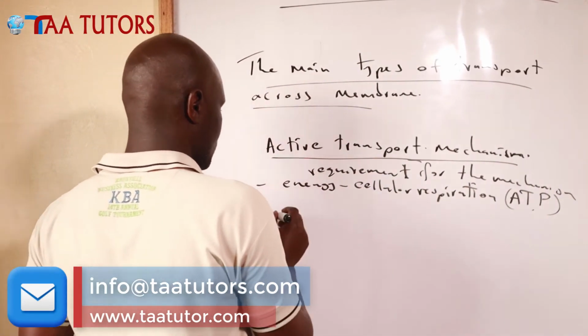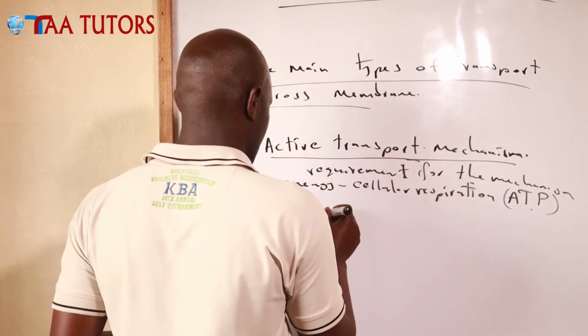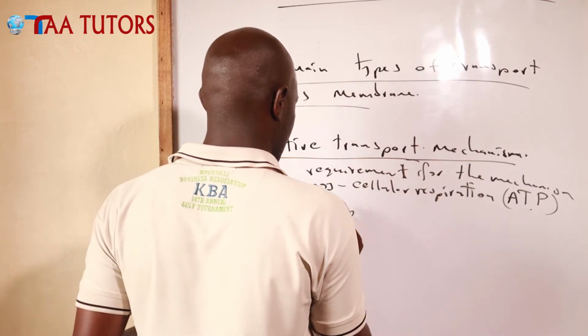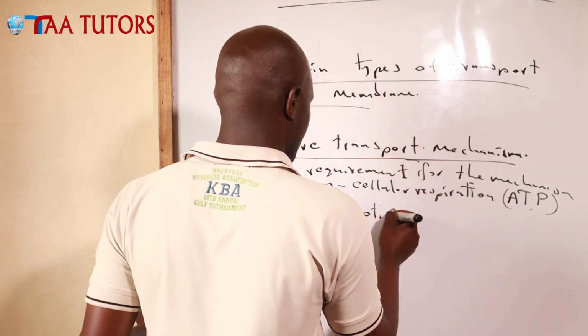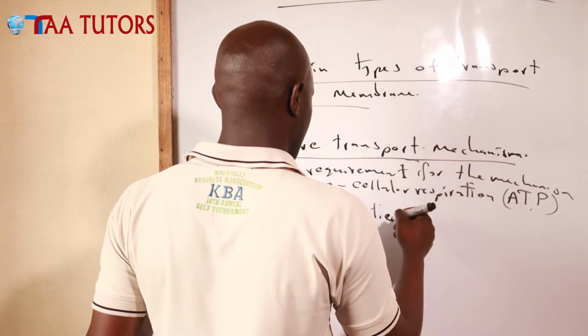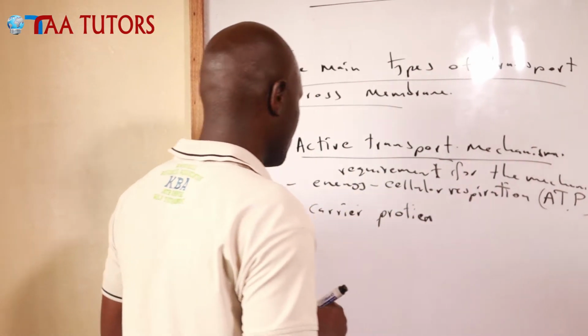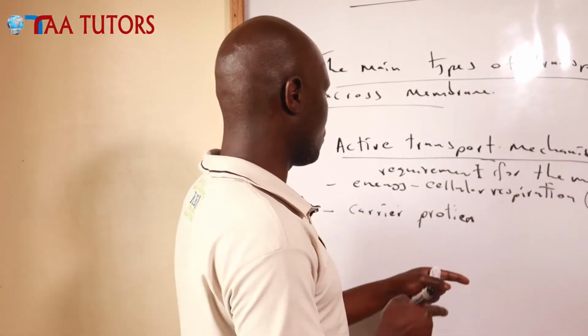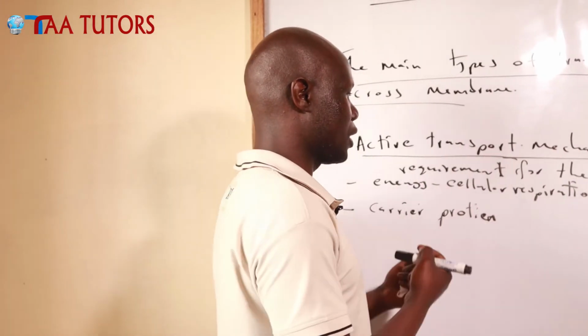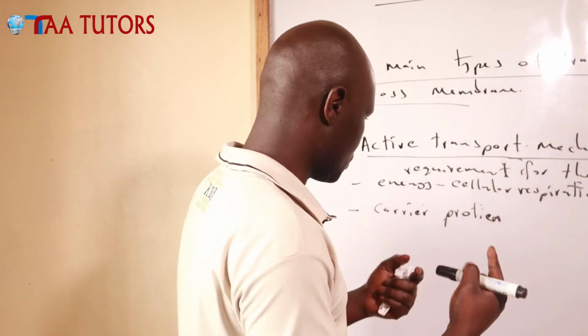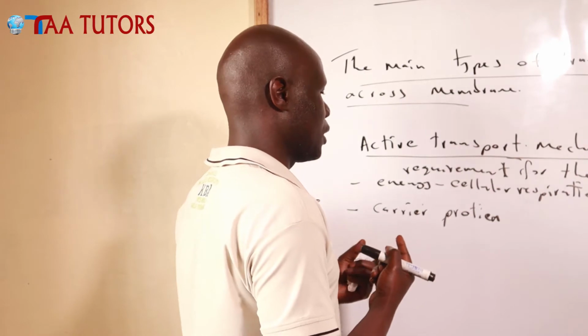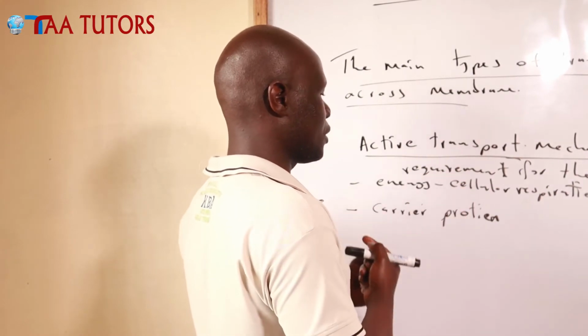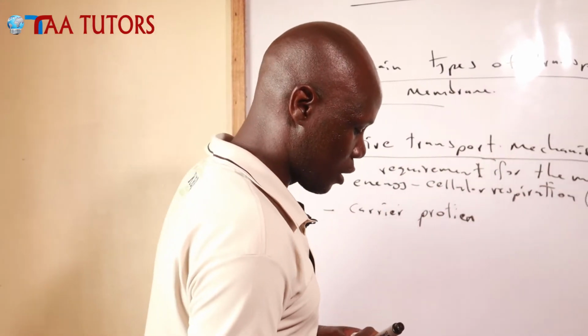And then we also need the carrier protein. This one will be binding with the molecules and moving them across. This particular carrier is always specific to the molecules that it is going to transport, because carriers have different shapes that can collect the particle that is going to be passed across.